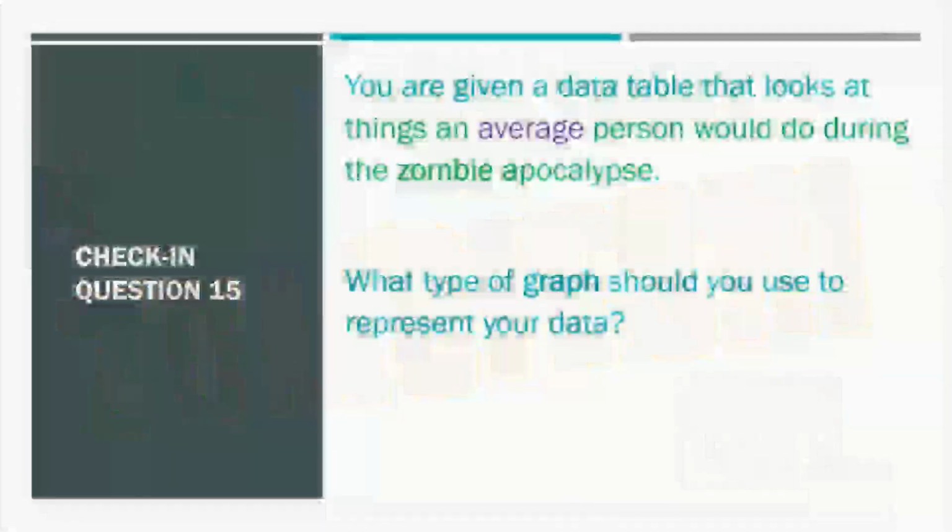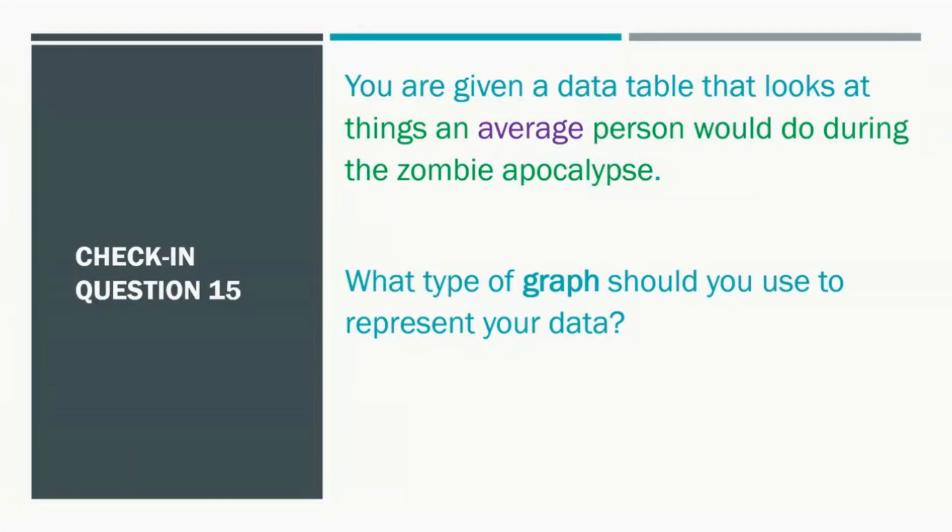All right, I hope you found that video as fun as I did. Now let's circle back for question number 15. Again, this is check-in number 15. You are given a data table that looks at things an average person would do during the zombie apocalypse. Sound familiar? What type of graph should you use to represent your data?